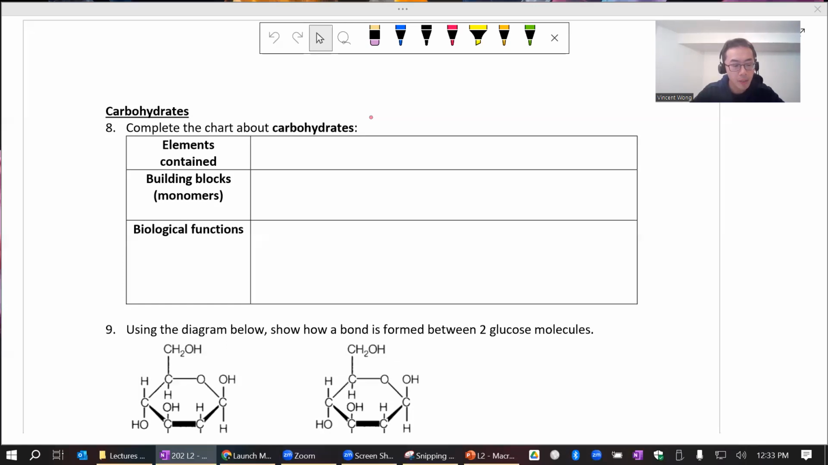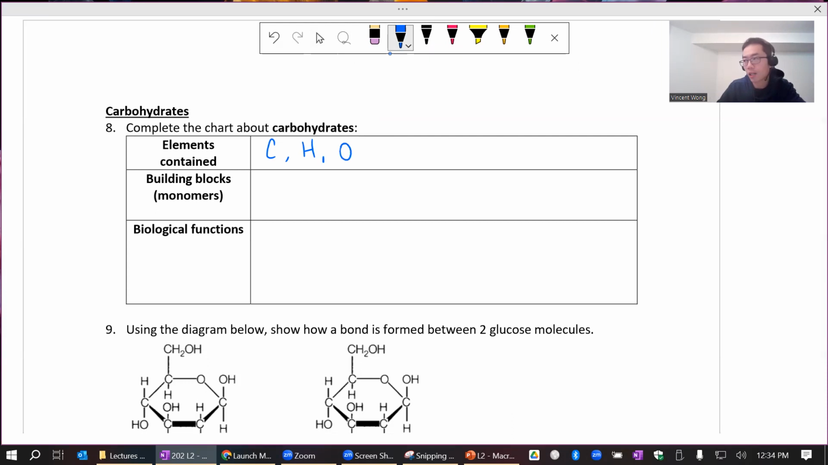So we were talking about carbohydrates last time, which is one of the 4 types of macromolecules that is important in a living organism. And when we talk about these things, we want to pay attention to the elements that it is made up of, as well as the monomers and so on and so forth. So let's fill this in together. For carbohydrates, the elements that it contains include carbon, hydrogen, and oxygen.